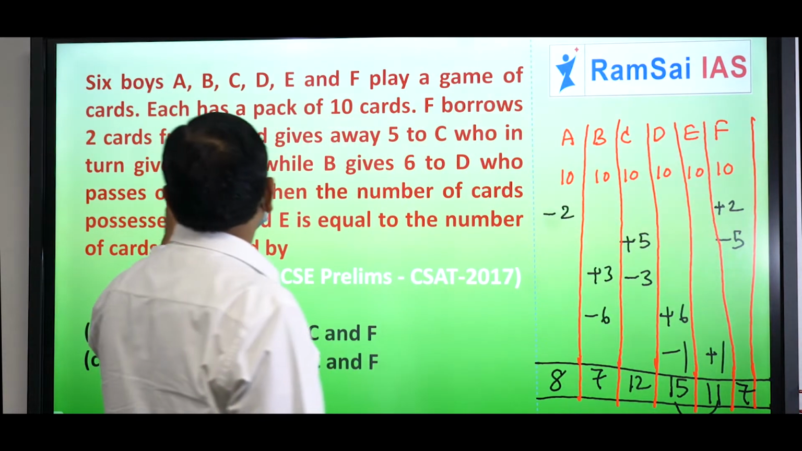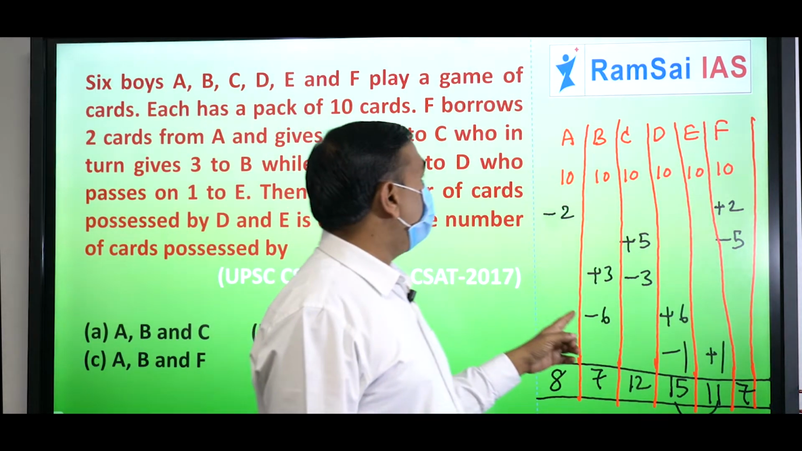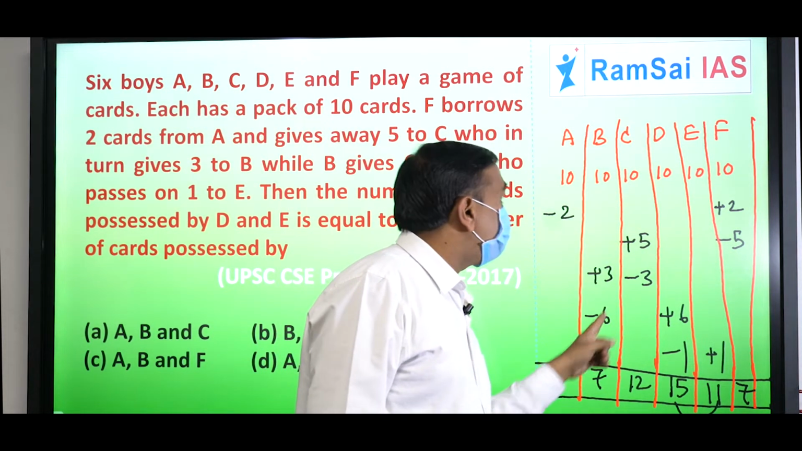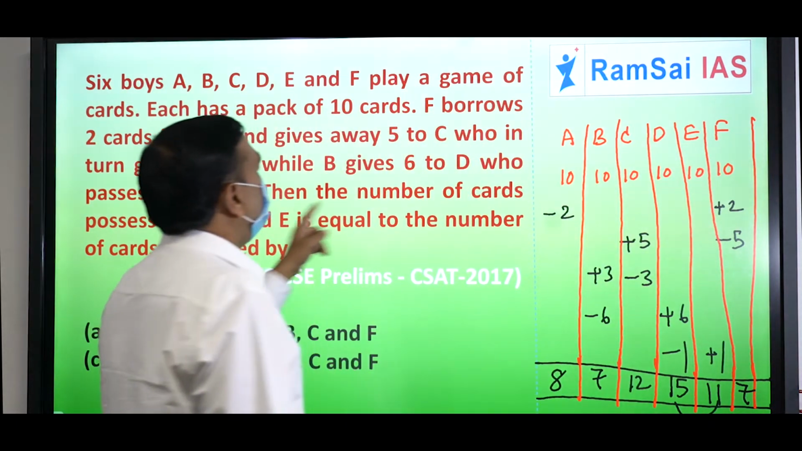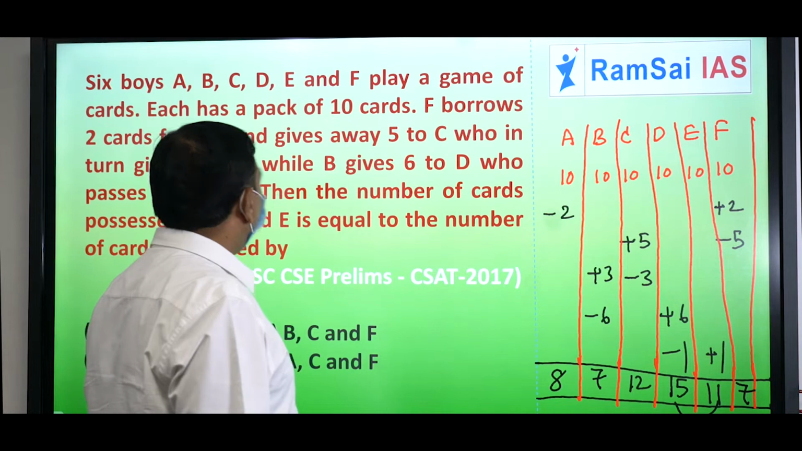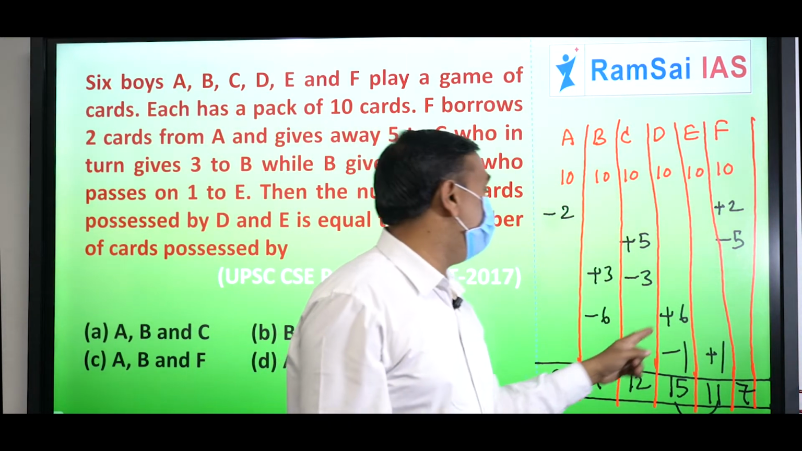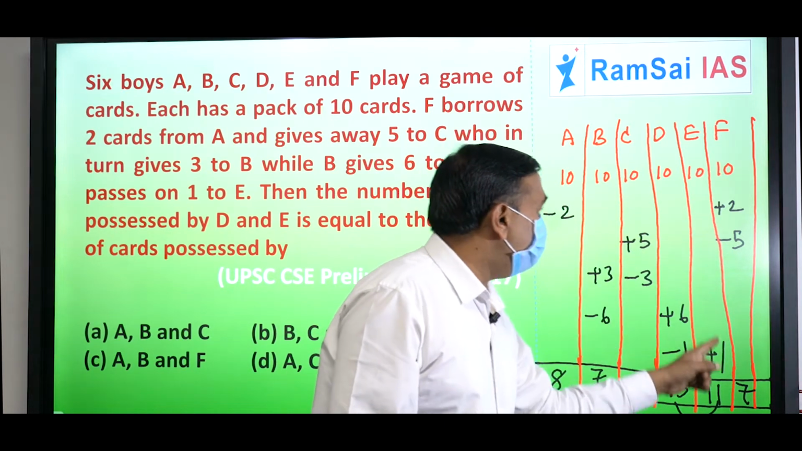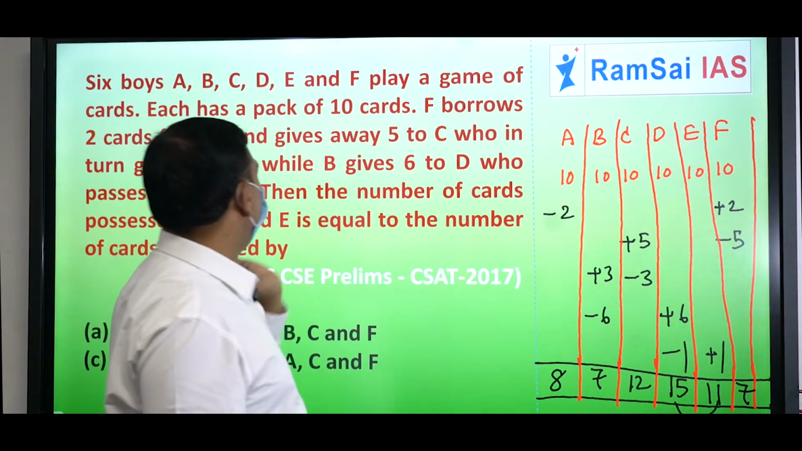And then next, B gives 6 to D. That means B is losing 6 cards and D is gaining those 6 cards. Who passes on 1 to E? Now he is saying D passes on 1 to E. That means D is foregoing 1 card and E is gaining 1 card. Now the entire operation is over.